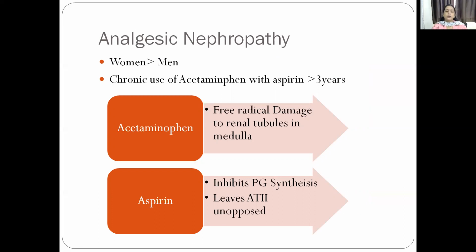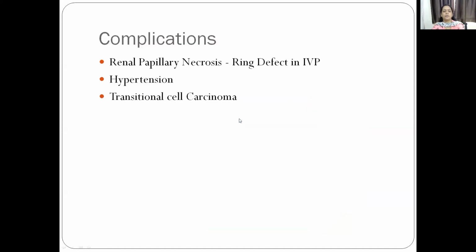You know how the aspirin acts, right? It is inhibiting the prostaglandin synthesis. It will leave the angiotensin II unopposed, so it is kind of causing less blood supply to the renal parenchyma. So free radical damage, inhibition of prostaglandin, and decreased blood supply will lead to analgesic nephropathy.